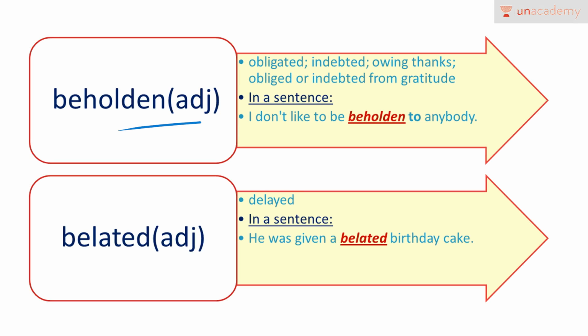Beholden is an adjective which means obligated, indebted, owing thanks, obliged, or indebted from gratitude. In a sentence, it would read, I don't like to be beholden to anybody. Belated, adjective, which means delayed. So in a sentence, it would read, he was given a belated birthday cake.